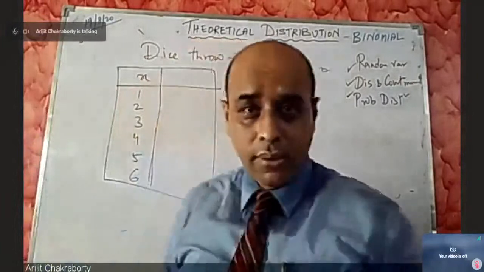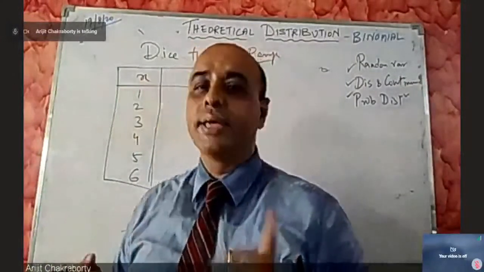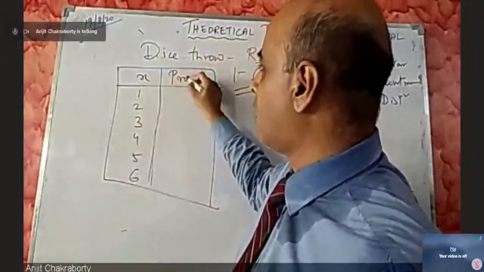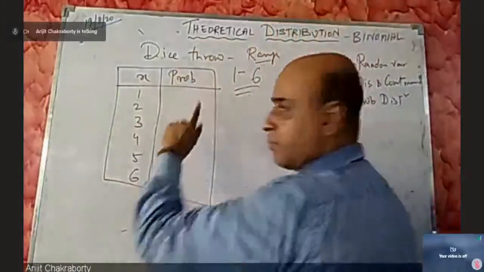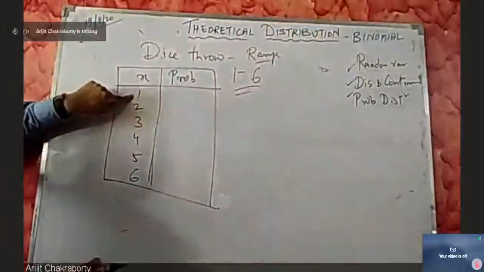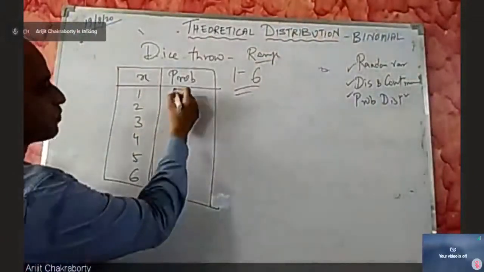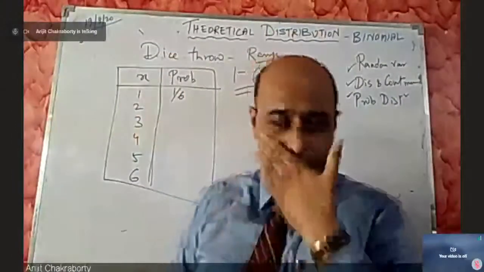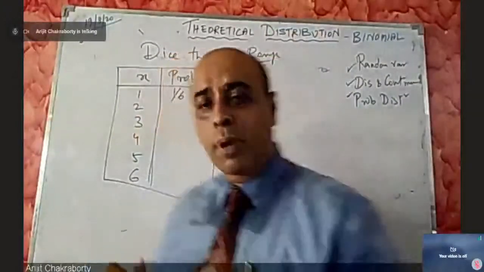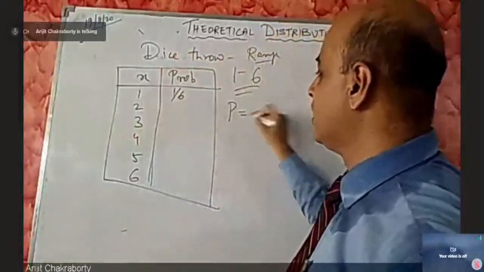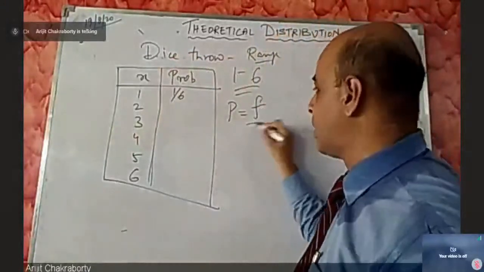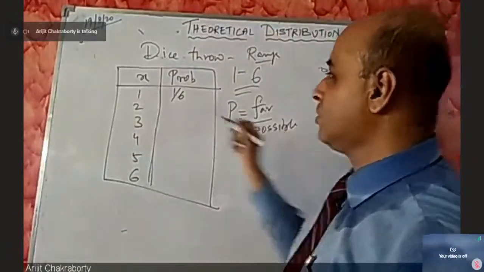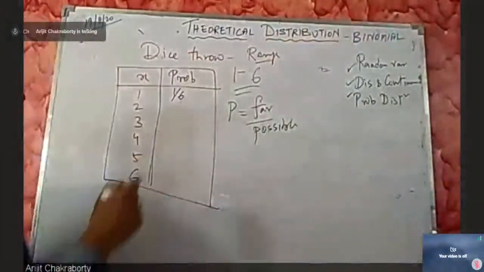And now you know the second column is the column for probability. So I write P, probability. For the probability part, what is the probability that 1 will come? 1 by 6. You know what probability is, all of you are experts now. The probability of any event means the number of favorable cases by the number of possible cases. Favorable by possible. So it's very simple, 1 by 6.